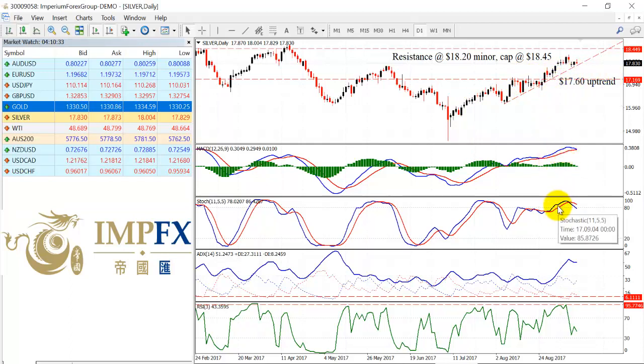But with the technical implications coming through negative and also the RSI dropping down quite hard, it does give a little scope to the upside, with the resistance coming in now around the $18.20 figure.